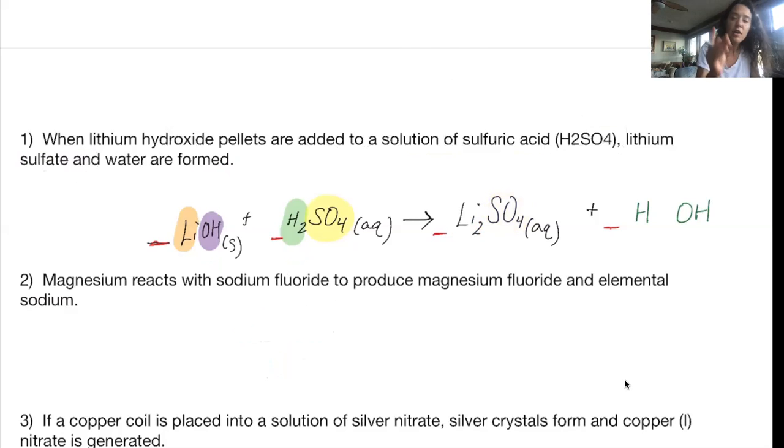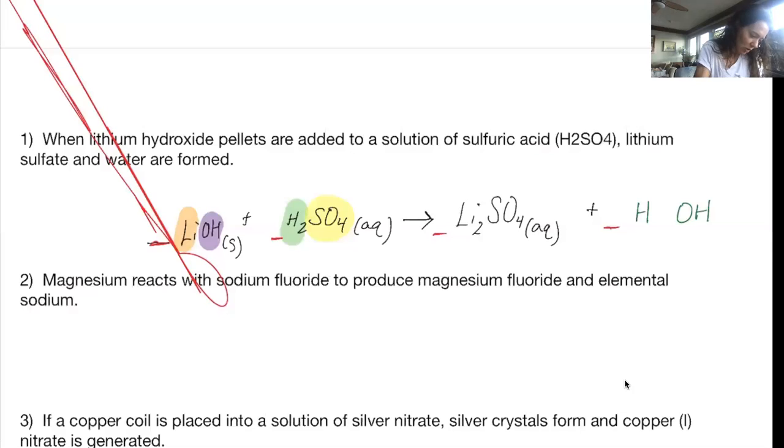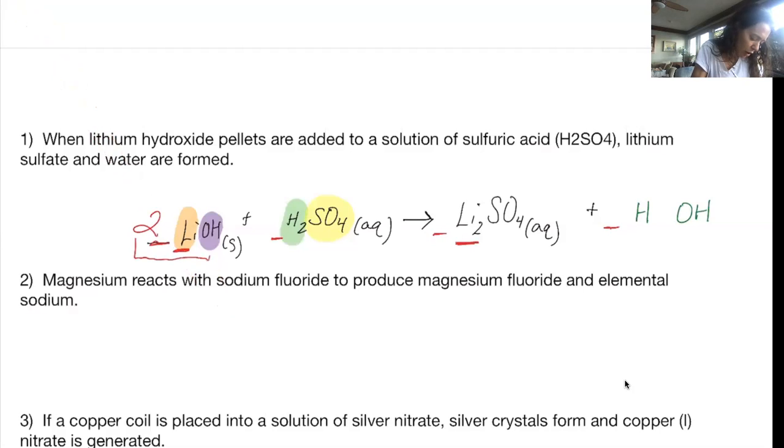Go ahead. You balance it. Press pause. You balance. And now I'm going to balance it and explain. And you're going to come back and see if you did the same thing I did. I see that I have, oops, oh my goodness gracious. I hope you didn't do that. I see that I have 1 lithium here. I see that I have 2 lithiums here. So I will put a 2 here. I now see that I have 2 OHs here. Over here, I have 1 OH, so I'll put a 2 here.